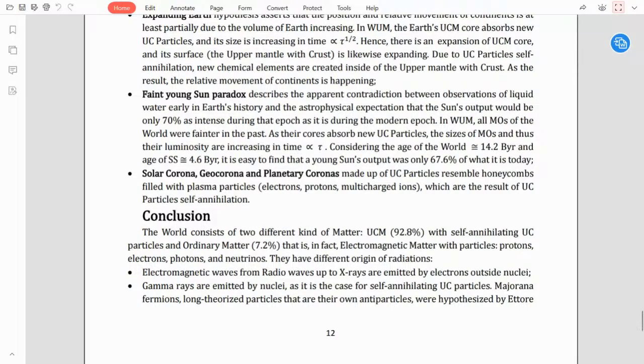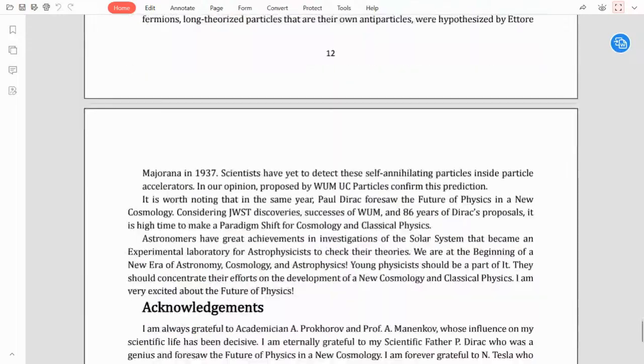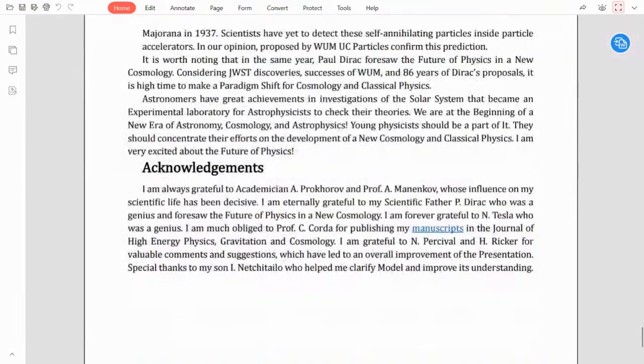Majorana fermions, long theorized particles that are their own antiparticles, were hypothesized by Ettore Majorana in 1937. Scientists have yet to detect these self-annihilating particles inside particle accelerators. In our opinion, UC particles confirm this prediction.